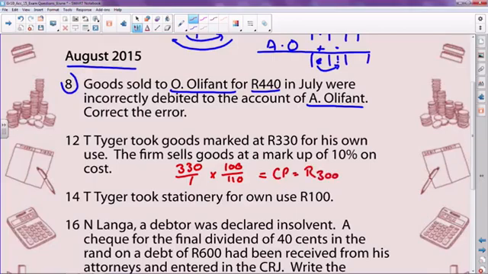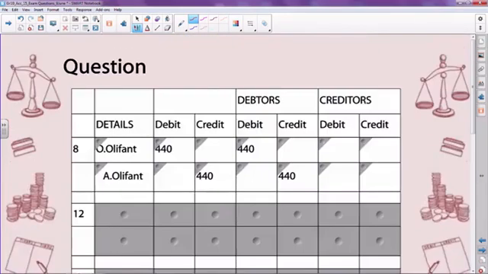Now what happens? The owner takes, so drawings goes up with 300. What happens to trading stock? The asset goes down on the credit side with 300, and there's your debit for the credit. So please do it like this, and let's go and look at your answers.